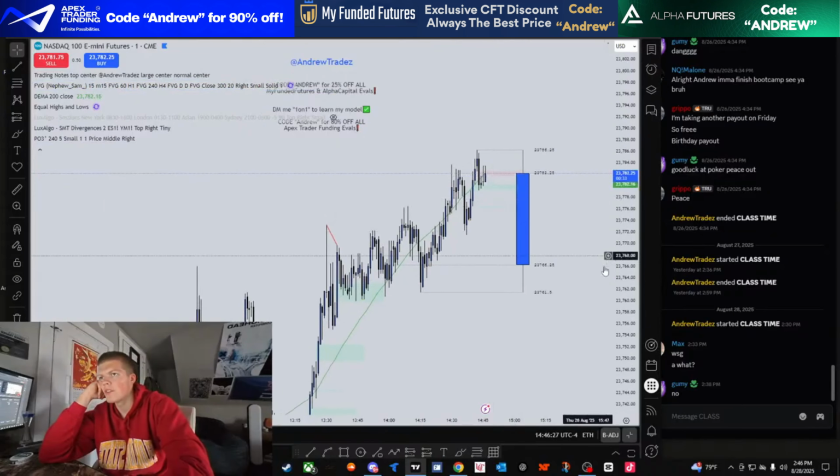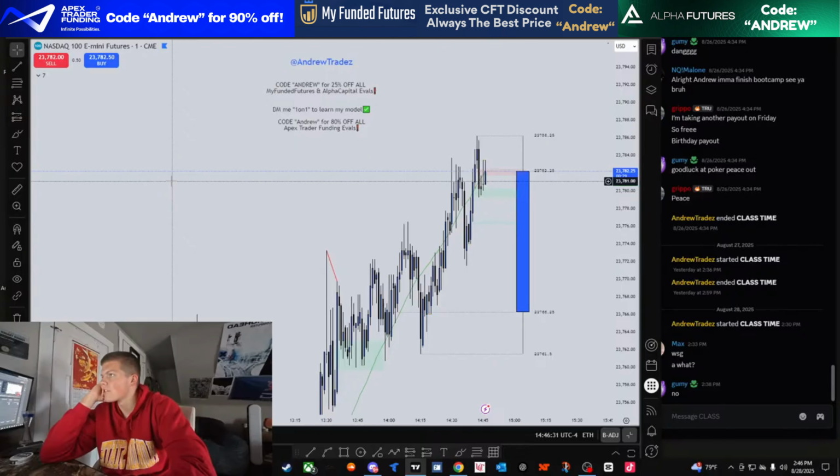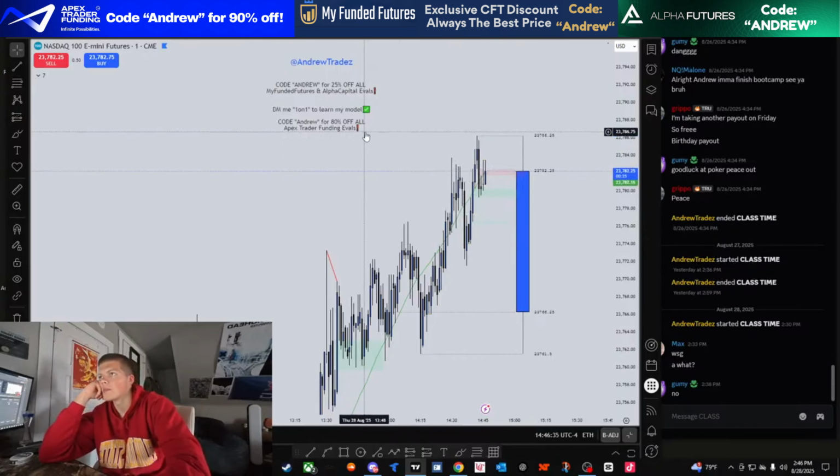That's also why I use the fair value gap indicator. It just shows me the fair value gaps, so I don't have to waste energy and time looking for all the fair value gaps. It just gives them to me. It just makes the process a lot easier.